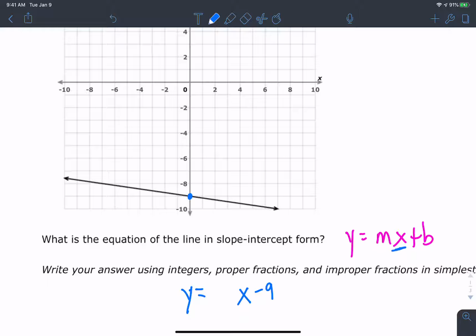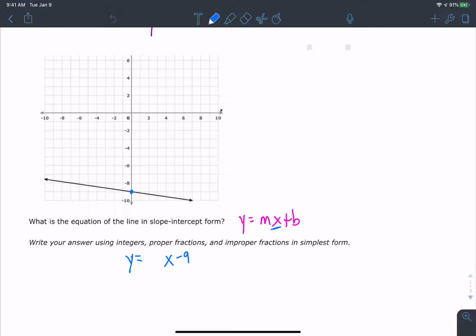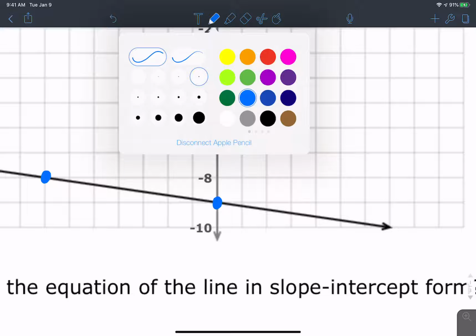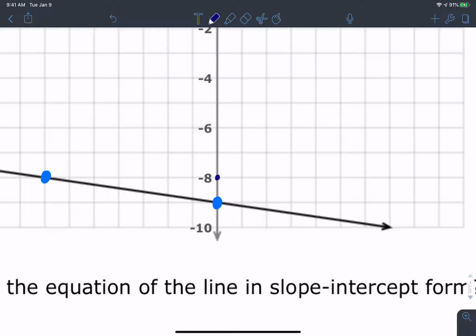And now I know I need to calculate my rise over my run. I need my m, so I have to find another point. As I move along this line, it looks like the next spot at which it intersects is there. So my rise, I would be going up 1. So rise over run: I went up 1 over 1, 2, 3, 4, 5, 6, 7. So I have a run of 7.